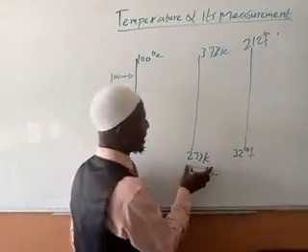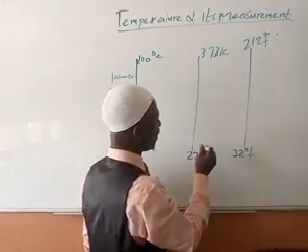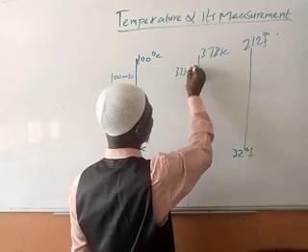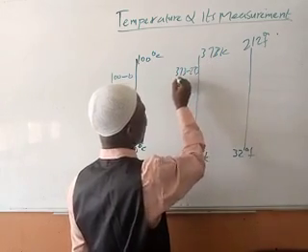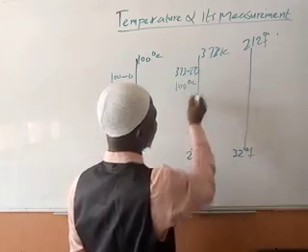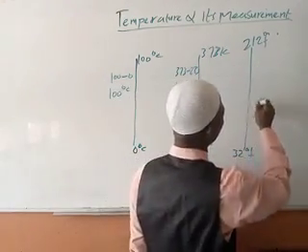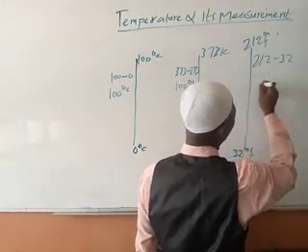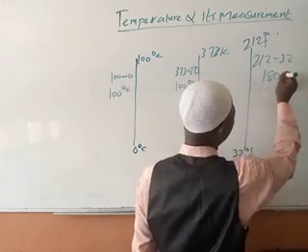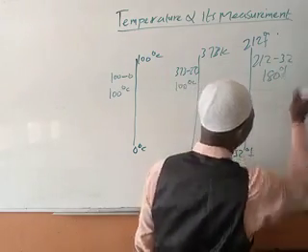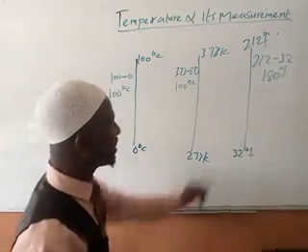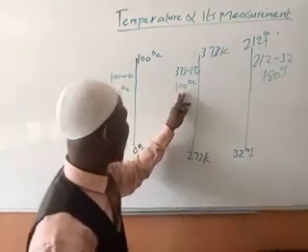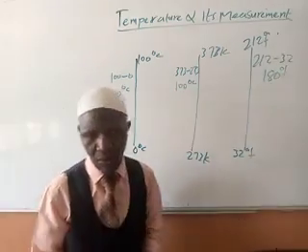Then the fundamental interval for the Kelvin one is 373 minus 273. So this one also will give us 100. Then for this one it is 212 minus 32, which will give us 180 degrees Fahrenheit. So these are their fundamental intervals: 180, 100, 100.